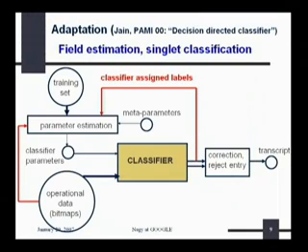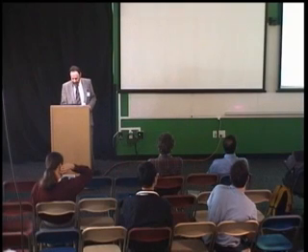The only difference here is that if the classifier is already pretty good, then maybe you can do a best guess. You can use the classifier labels instead of the reject entry labels to retrain the classifier. And this is an old idea, and I'll show you some results.